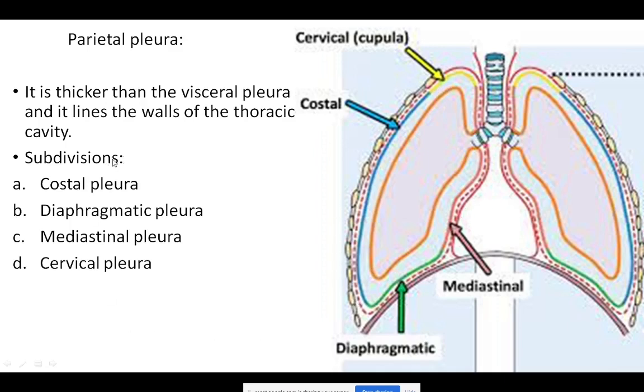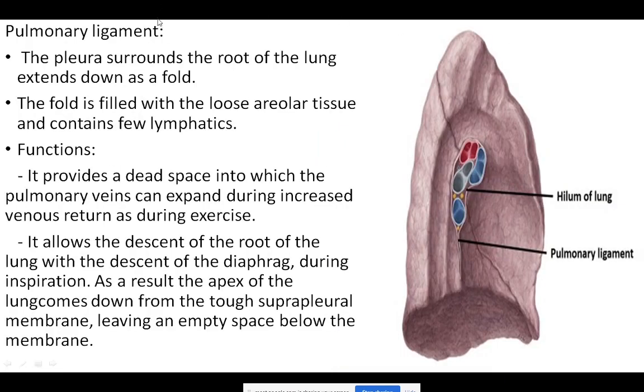There are subdivisions of the parietal pleura: a costal parietal pleura, then the diaphragmatic parietal pleura, then mediastinal parietal pleura, and the cervical parietal pleura.